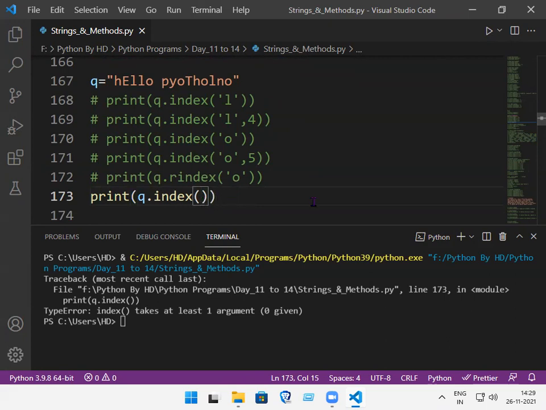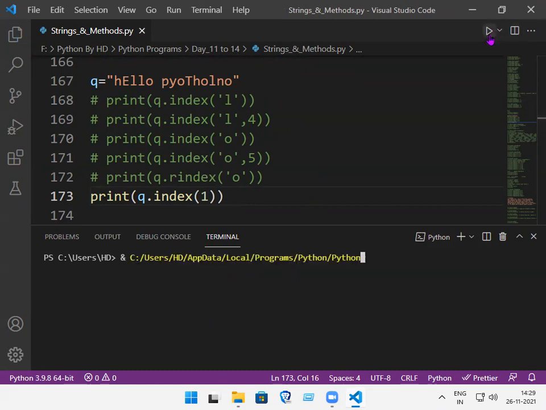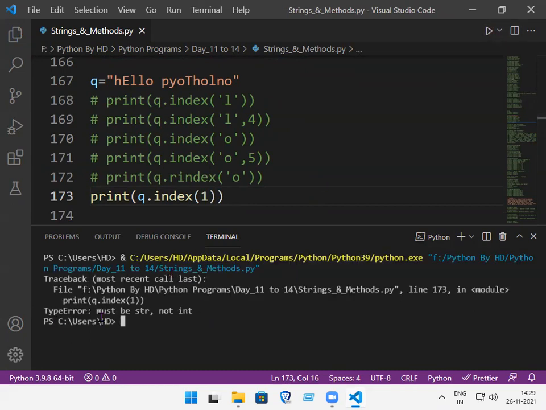When I say index or position, we start counting from where? From 0. So if I say count 1, will the code work there? Type error: must be not int. So in the case of index, you can pass only what? String. You cannot pass integer value or float value. Make a note of this one.